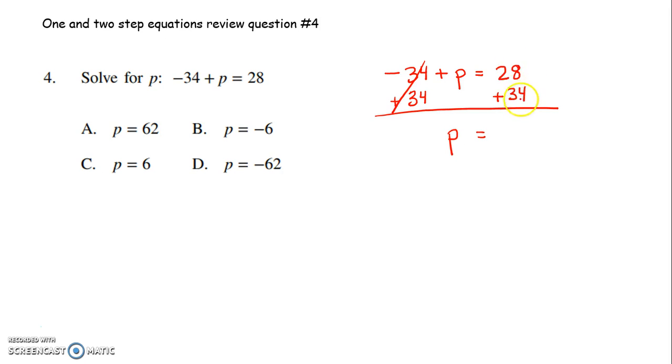Now, these are both positive numbers. 8 plus 4 is 12. Down to 2, carry 1. 3, 4, 5, 6. The answer must be 62.